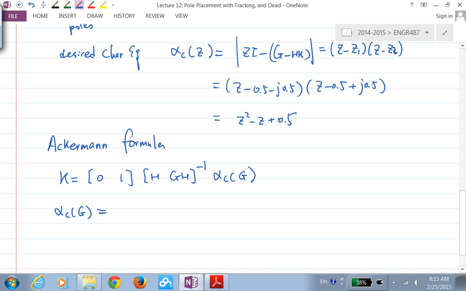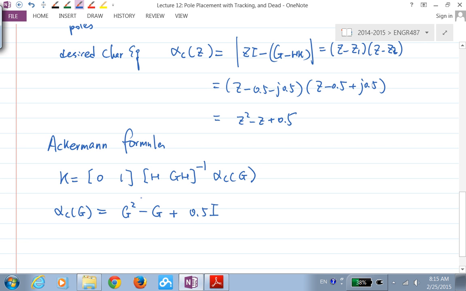Alpha C of G. So what do we do? Basically replace the Z here with the G matrix. This is a scalar quantity 0.5, so once you replace the Z with the G, you should multiply this 0.5 with the identity matrix. Just make sure you have a consistent matrix size, right?